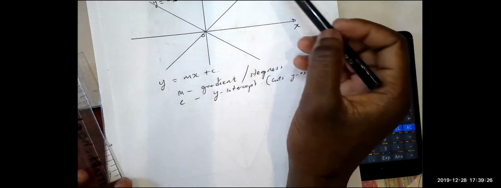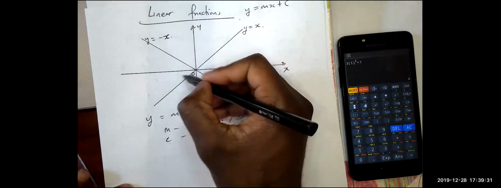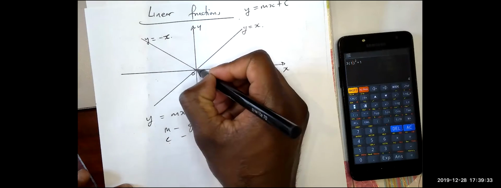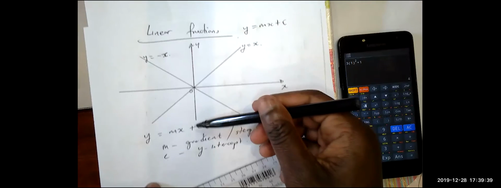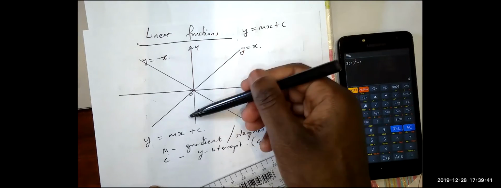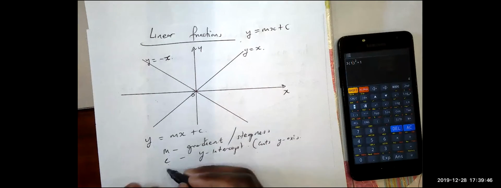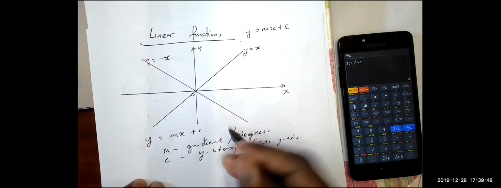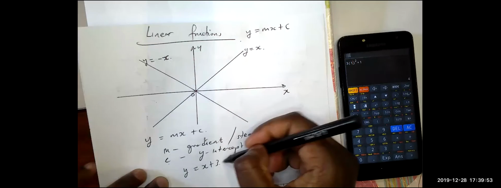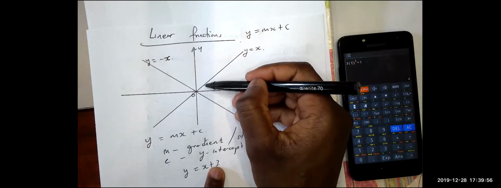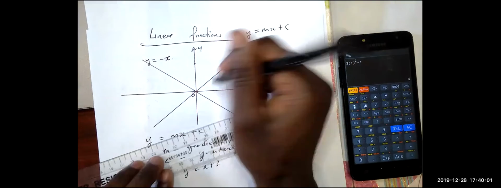So linear functions here, general equation, y equals mx plus c. In general, this one is y equals x, because it's touching at the center there. But now, what does your c do? It moves the graph, it's called a vertical shift. It causes a vertical shift in your graph. So for example, if I say y equals x plus 3, it means that I need to move my original graph, y equals x, 3 units up. So it will now touch at 3. It's no longer at 0.